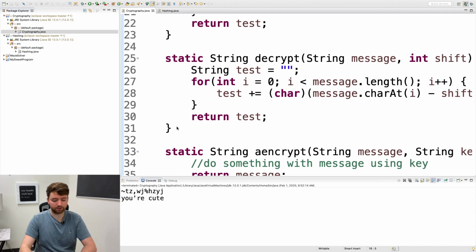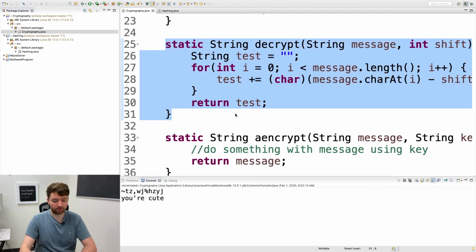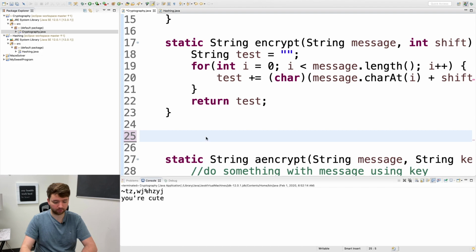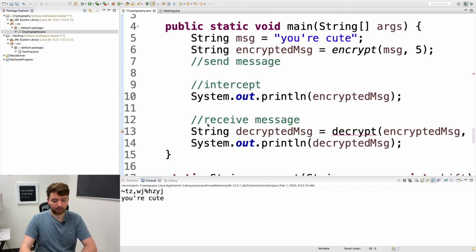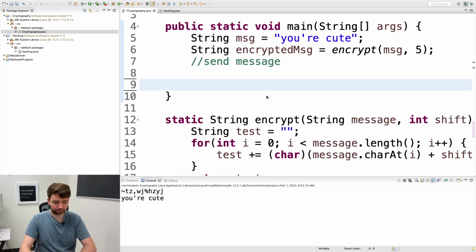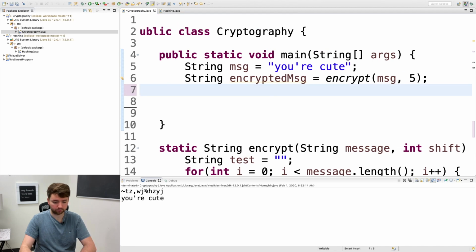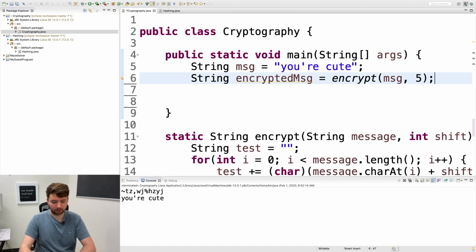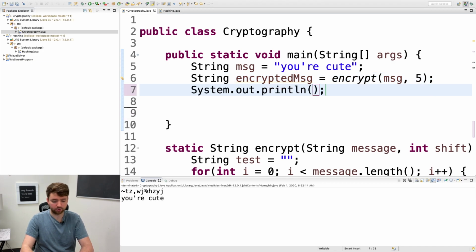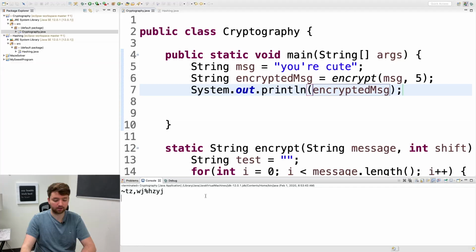So in our code here, let's just say we got rid of this decrypt method. Don't worry about that other method down there. We'll just scoot that out of the way. And let's say we have this message, "You're cute," and I'm just going to get rid of all this other stuff here. So we can encrypt it, and let's see what we get. When we output the encrypted message, we get this, which is exactly what we expected. But if we don't have that decryption algorithm, it's extremely, extremely difficult to reverse that process to get the original input. And that's the magic of encryption.